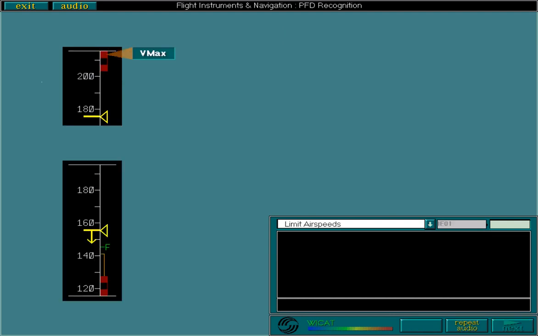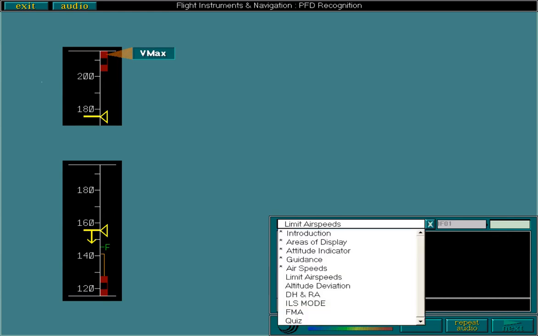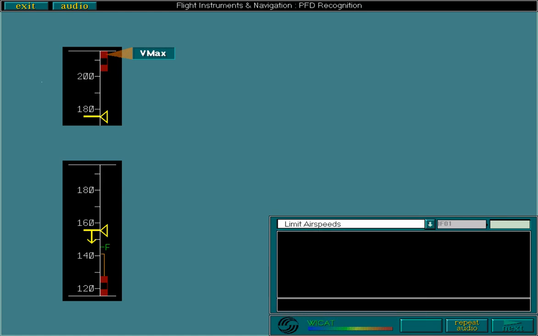There are codes for the various limit airspeeds, which are shown on the speed scale. Maximum selectable speed for the current aircraft configuration, Vmax, is shown as a red and black barber pole. The lowest selectable speed, VLS, is displayed as an amber band. There is another red and black barber pole which shows stick shaker speed, VSS.